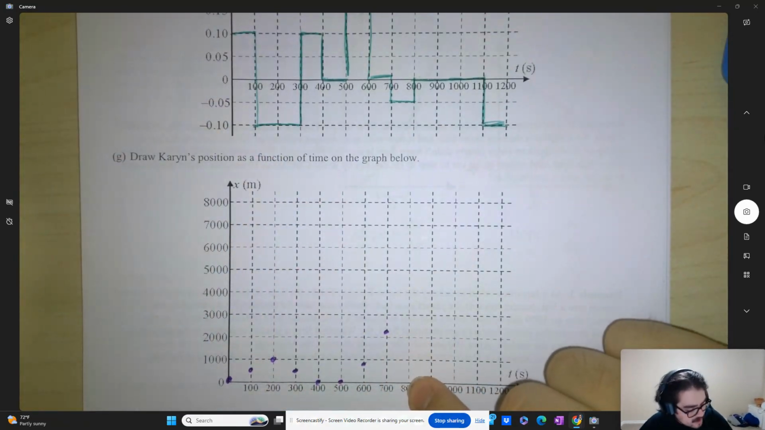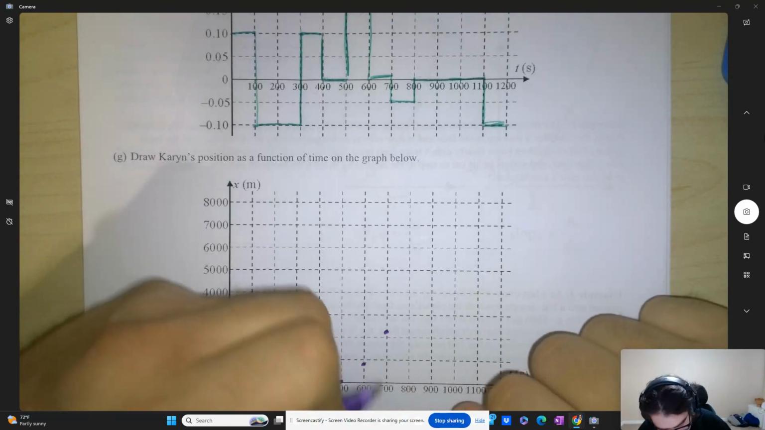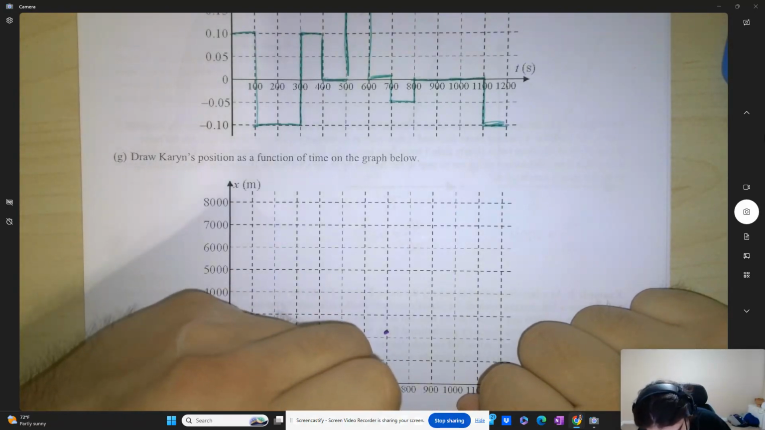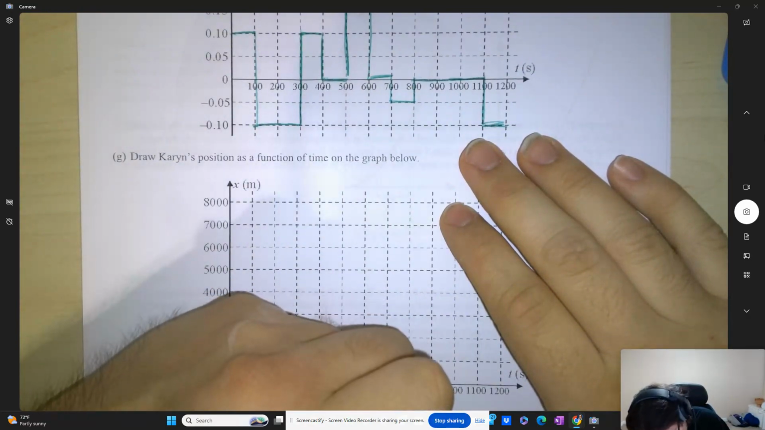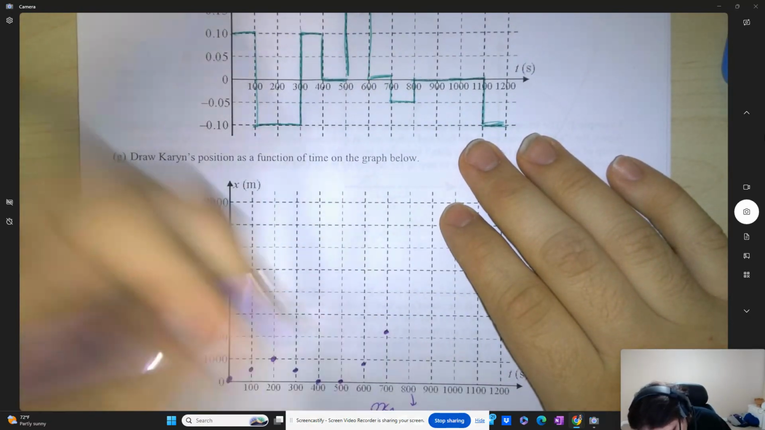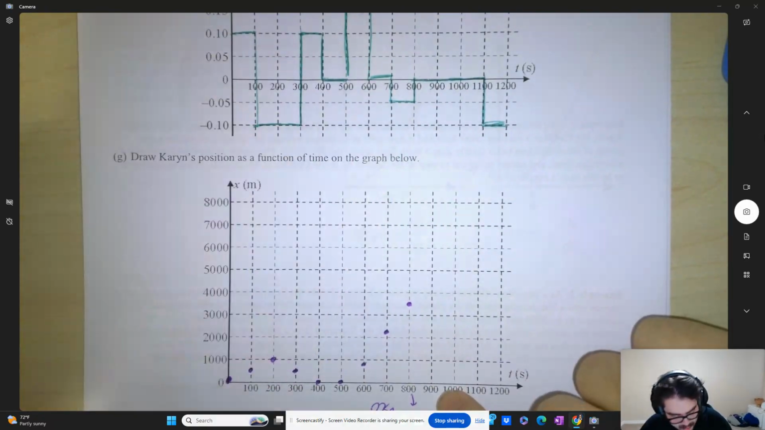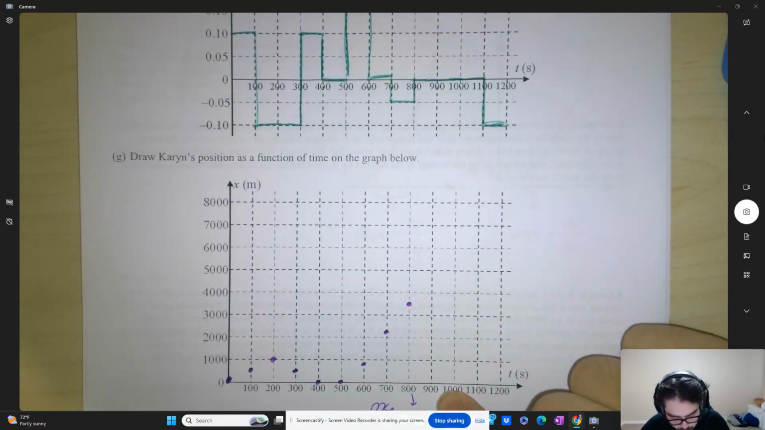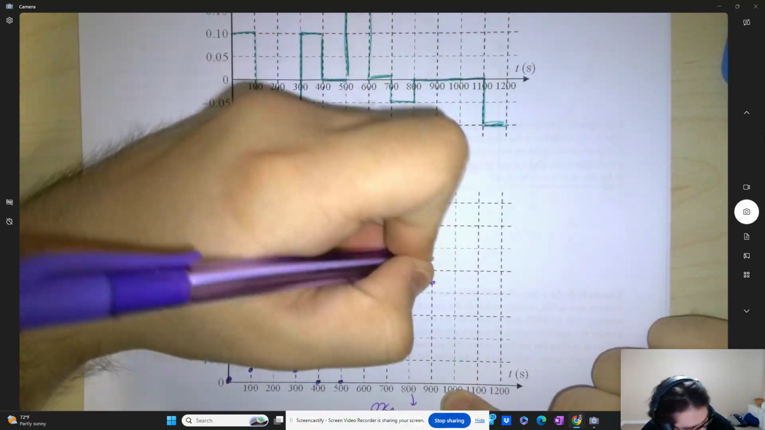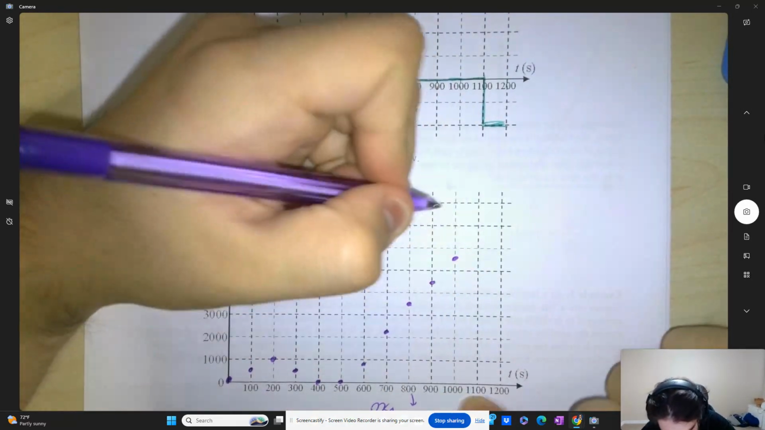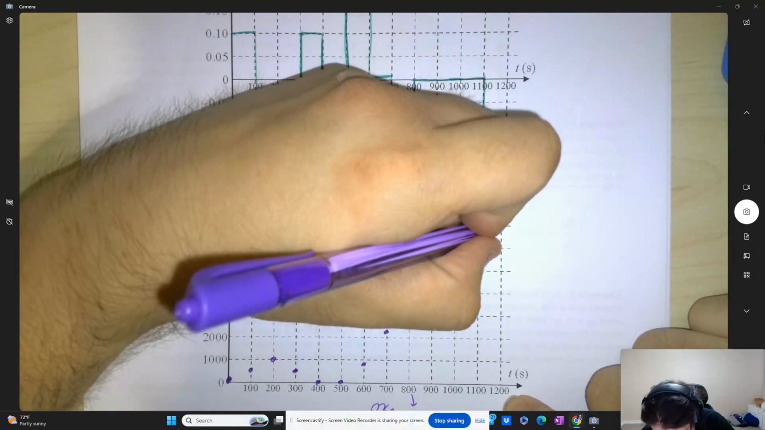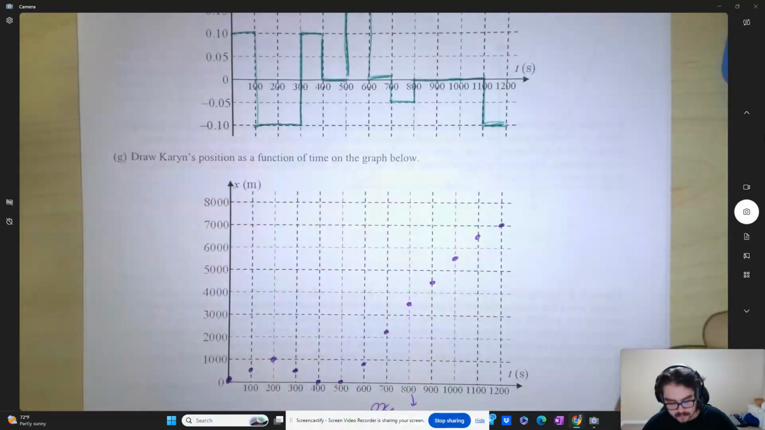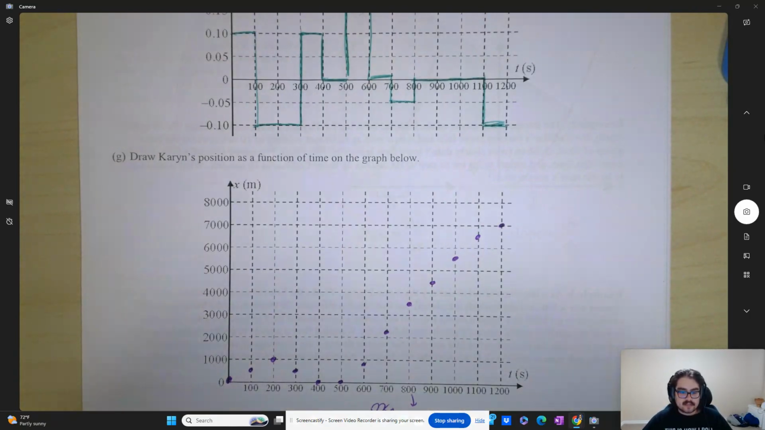Okay. At 800. Let me just write this down so I don't forget here. Okay, at 800, when we hit 800, we've moved another 1250. Okay, so then that's going to put us at 3500. Okay, at 900, we're going up by 1,000 now. So 900, we go up by 1,000. At 1,000, we go up by 1,000. At 1,100, we go up by another 1,000, and then at 1,200, we go up by 500 to end up at 7,000. Okay.